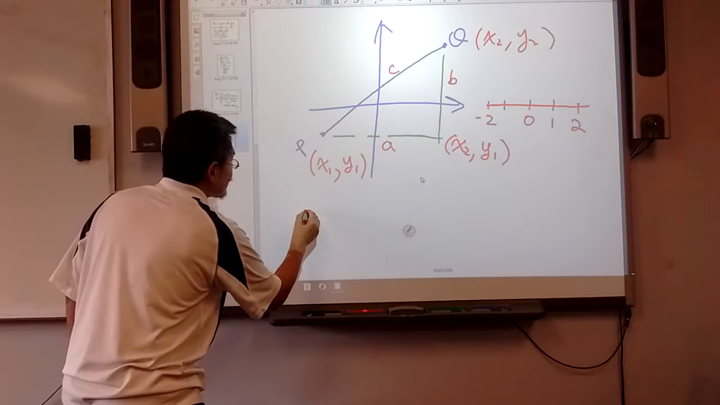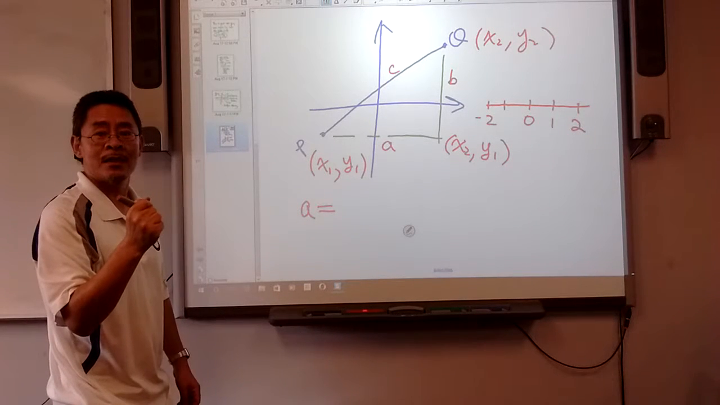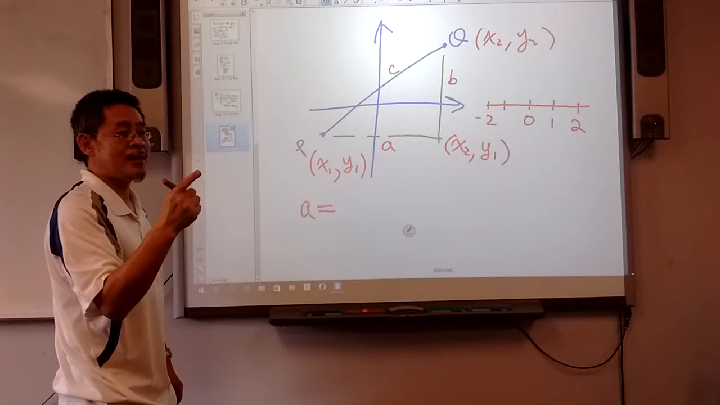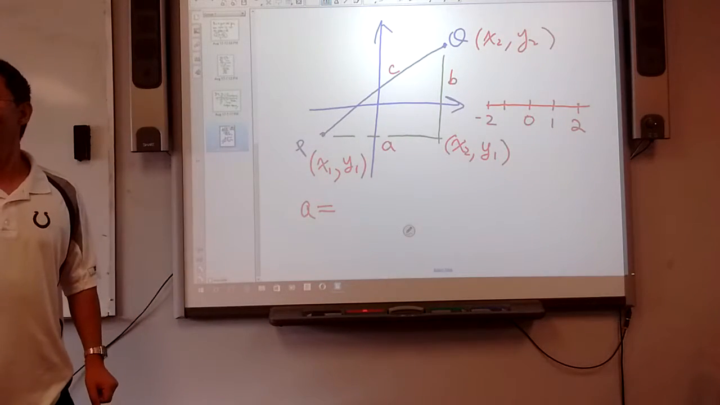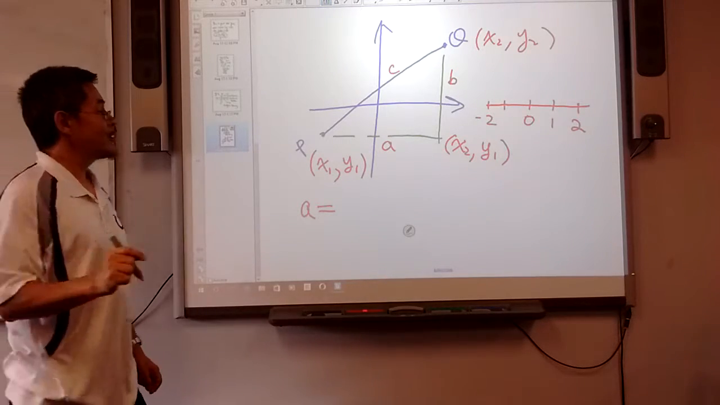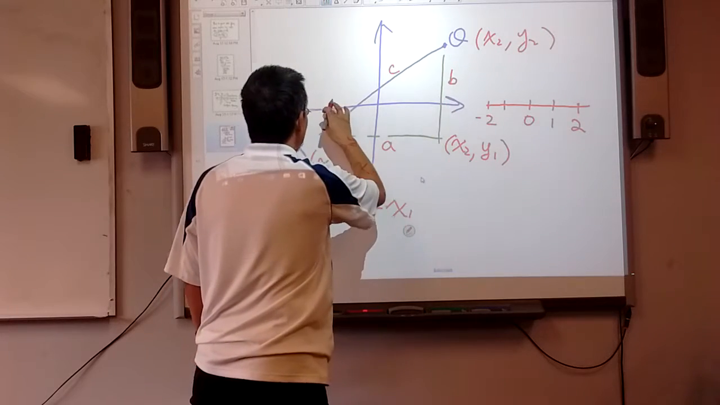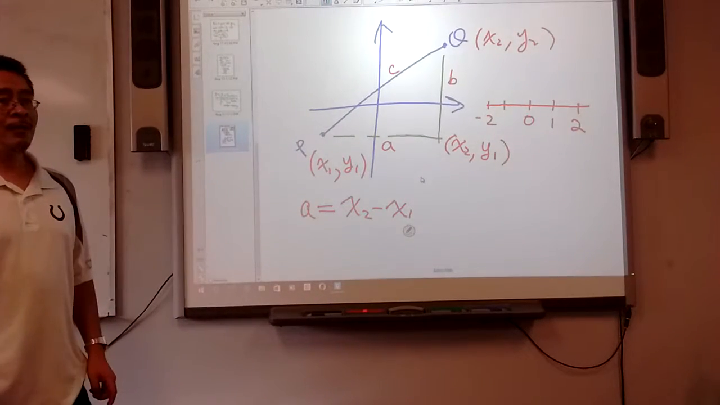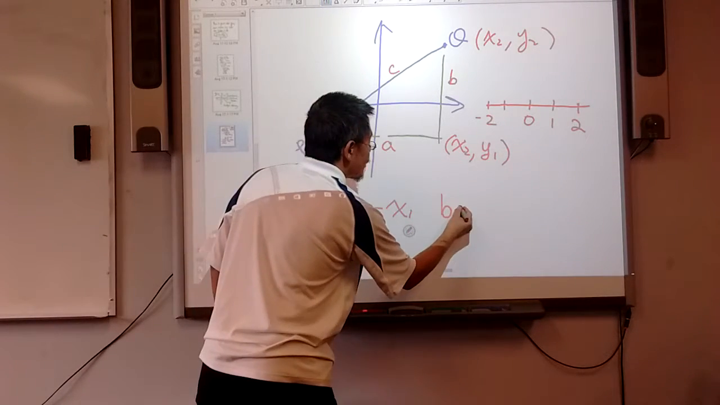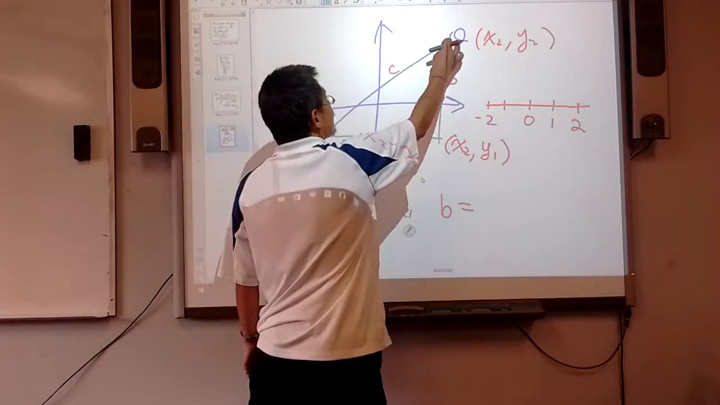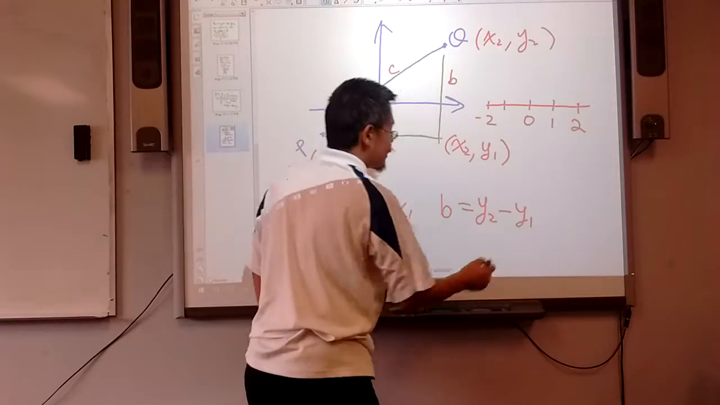So our A then is what? Anyone? What's A? What's the distance to that? X sub 2 minus x sub 1, right? This point minus that point, right? We good on that one? Now, what is our B? From here to here. Y sub 2 minus y sub 1, right?